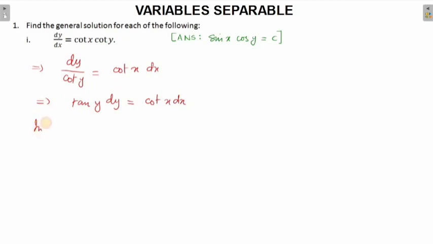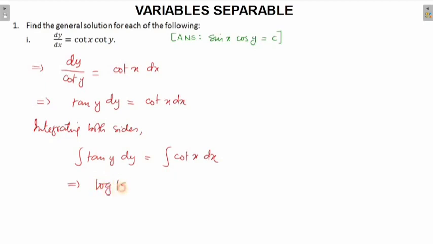So integrating both sides, let's see how much we get. On the left hand side we get integral tan y dy is equal to integral cot x dx. Now all of you know what is integral tan x. Integral tan x is how much? Integral tan x is log sec x, isn't it? Log sec x. You have the formula with you for integration, you can make use of that.